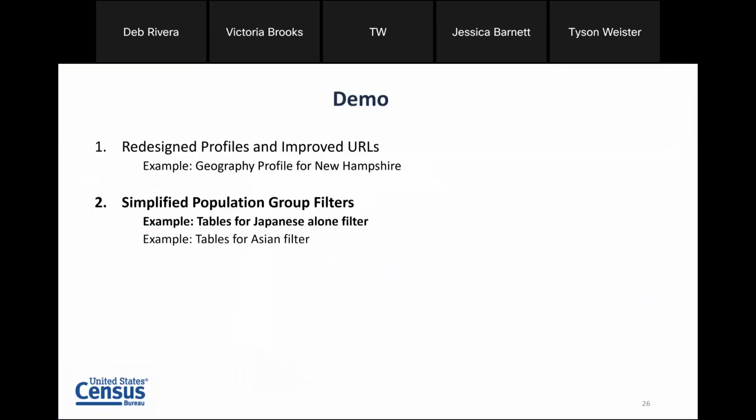Changing gears, I did want to show you here the simplified population group filters. I'm going to walk through an example first, looking at tables for the Japanese alone population, and then we're going to take a little bit of a deeper dive and show you the two different kinds of filters, just to hit home that these filters continue to take you to two different types of tables, just as they did in the past before this update was applied to simplify the labels.